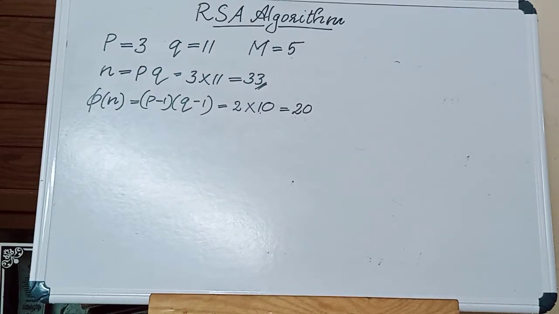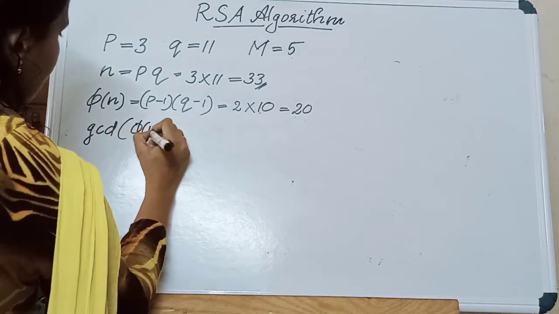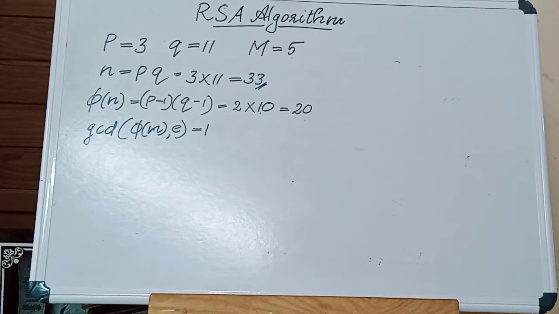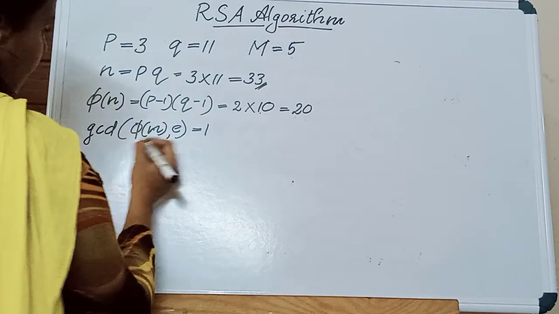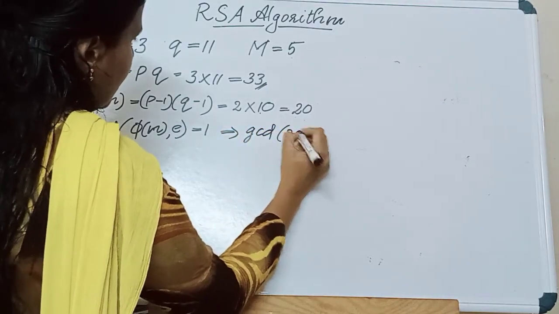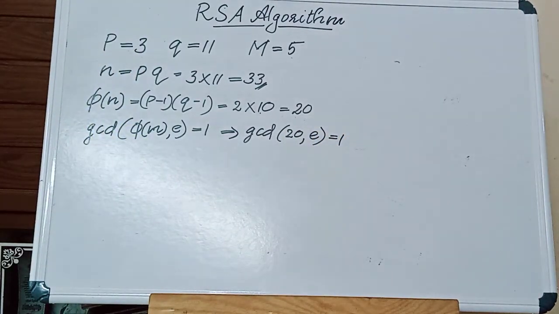Third step is to identify the e value. The condition for identifying the e value is GCD of phi of n comma e is equal to 1. Here phi of n is 20, so GCD of 20 comma e is equal to 1. Now try all possible cases of e value. Assume e is equal to 2.